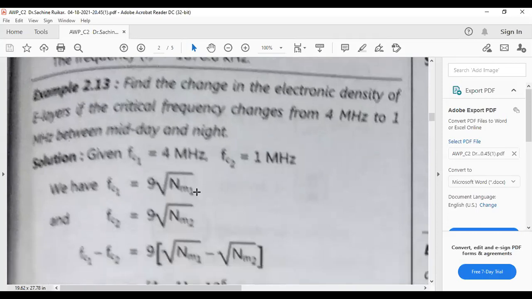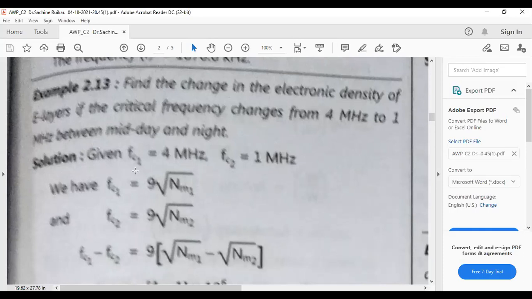2.13. Find the change in the electron density of the E layer if the critical frequency changes from 4 megahertz to 1 megahertz between midday and night. So here again they segregate. Already we have discussed that on the earth we need to take care of three things: the daytime from the beginning of the day up till the mid of it, and later the night. So start, mid, and the night.